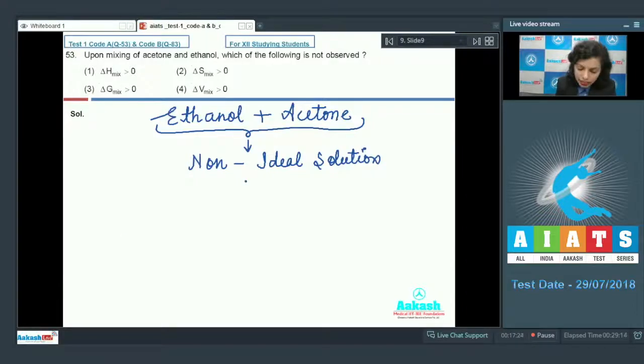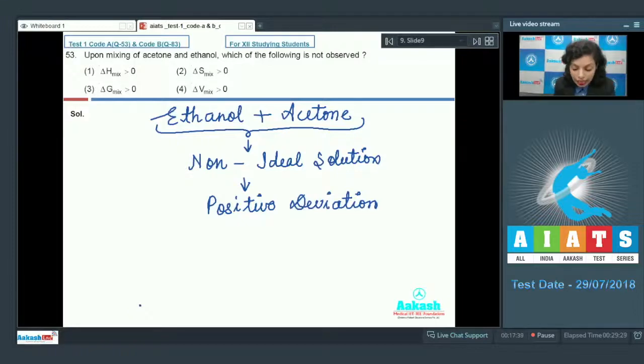and this non-ideal solution has the positive deviation from the ideal behavior. If it is so, in that particular case, enthalpy of mixing should be positive, entropy of mixing should also be positive, as well as the volume of mixing should be increased, should be more than 0. It means that would also be positive. So what is left here?